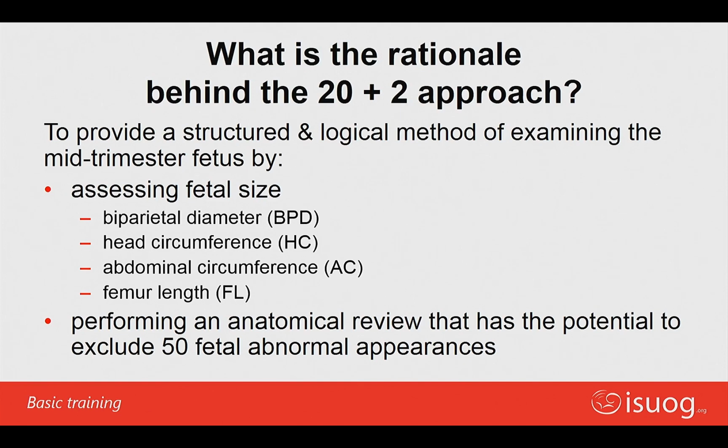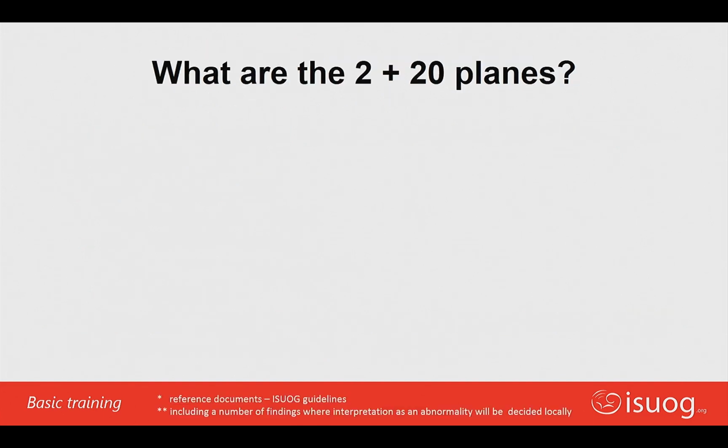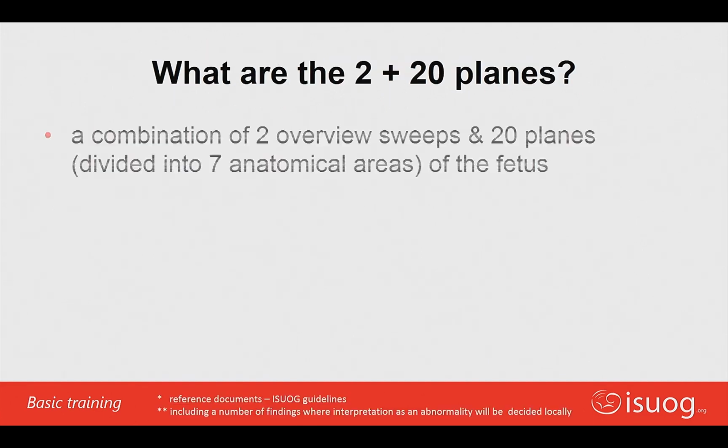As well as the measurements, obviously, the anatomical review has the potential, if performed correctly, to exclude 50 fetal abnormal appearances. Not necessarily abnormalities, because not all the abnormal appearances will be abnormalities, but distinguishing between abnormal appearances and normal appearances is the key to your successful examination. So let's get down to basics.